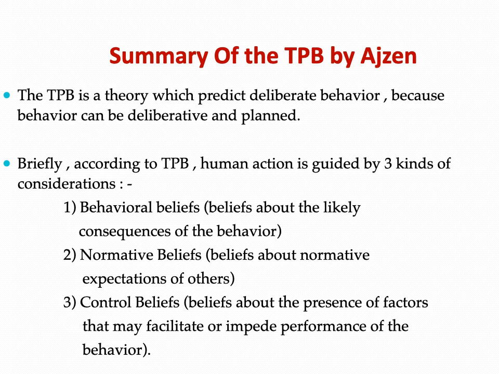Summary of the theory of planned behavior. The theory is aimed to predict deliberative behavior, because the behavior can be deliberated and planned. According to the theory of planned behavior, human action is guided by three kinds of consideration. First is behavioral belief about the likely consequences of the behavior. Normative beliefs about the normative expectations of others. Control beliefs about the presence of factors that may facilitate or impede the performance of the behavior.